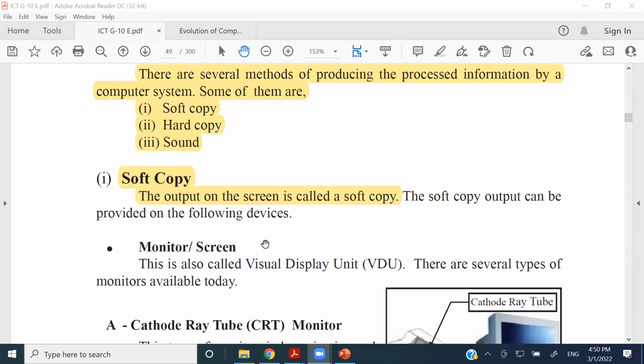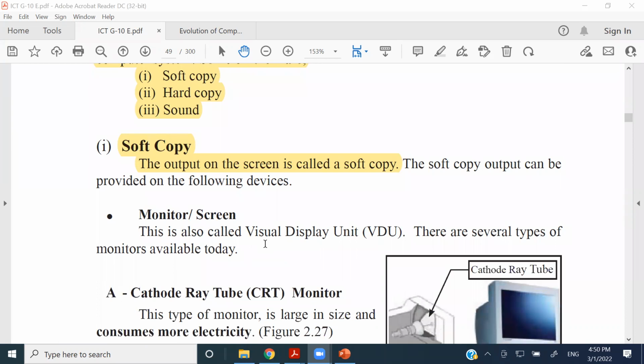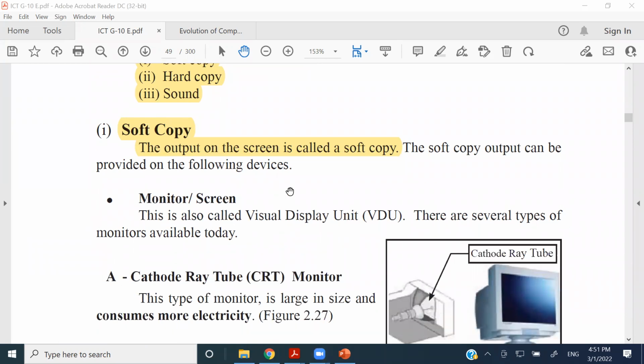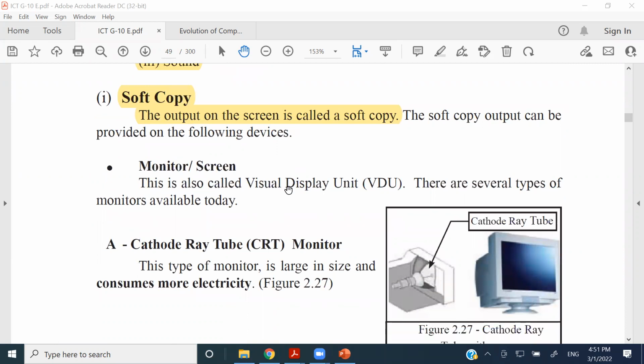Right, I'll move the screen a little bit. So under the soft copy, let's say this is Roman number 1. So put simple A, you can say monitor and screen. And you can say there are several types as well. After saying there are several types, put a comma and let's write about the cathode ray tube and all these things under the monitor and screen.